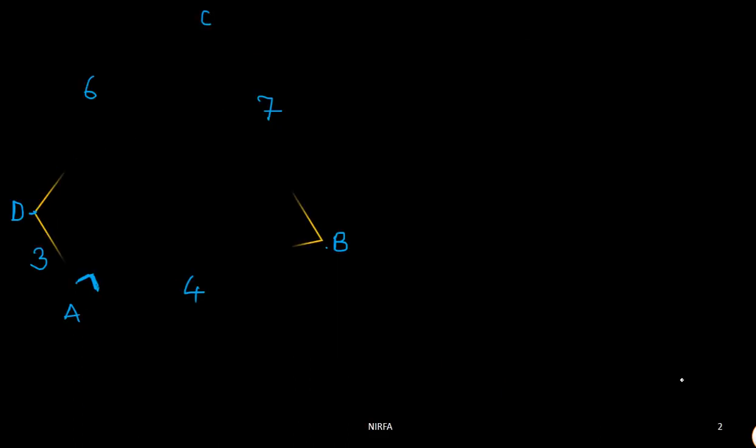So just consider this quadrilateral ABCD, and the lengths of the sides are given as 4, 7, 6 and 3, and one of the angles is given, that is 90 degrees. Then how will we find the area of such a quadrilateral? Here the good thing is that out of four angles, one angle is given, that is 90 degrees, and we can take the benefit of this given data.